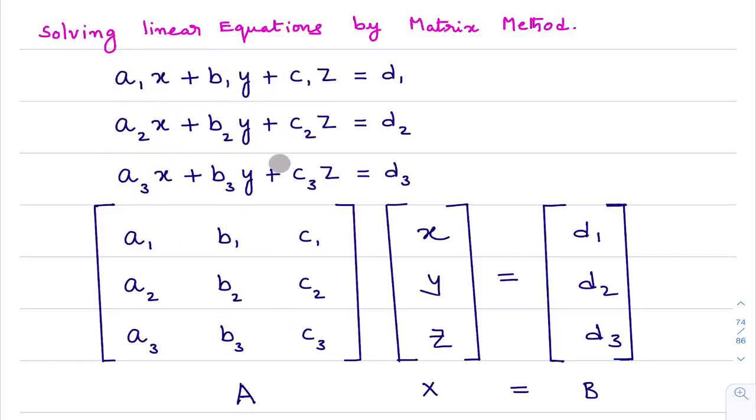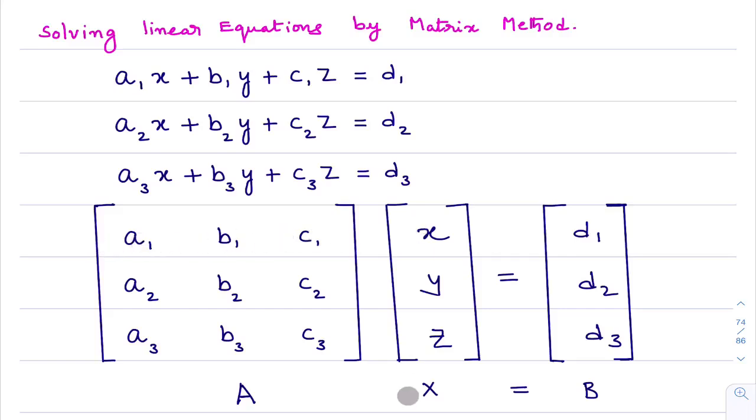Next, unknown values x, y, z. In these equations, unknown values are x, y, z. Equal to, this is a constant matrix. Here, what are the elements? d1, d2, d3. Here, what you need to understand, when we multiply these two matrices, I am going to get this set of equations only. You know how to multiply the matrices.